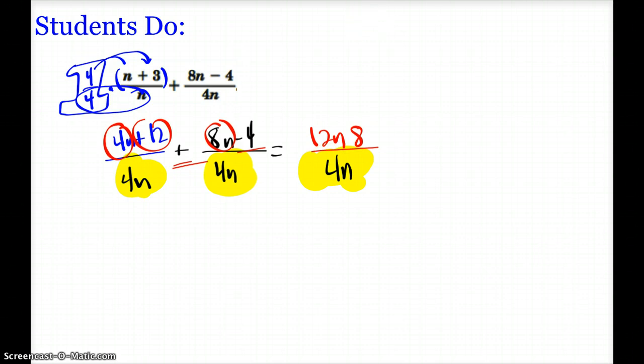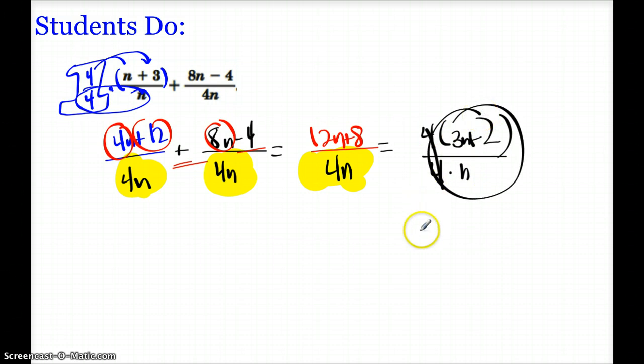So this should be a positive 8. We'll add the two items together, or we'll factor or reduce. This is the same as 3n plus 2 on top. On the bottom, 4 times n. These cross out. Final answer, 3n plus 2 over n.